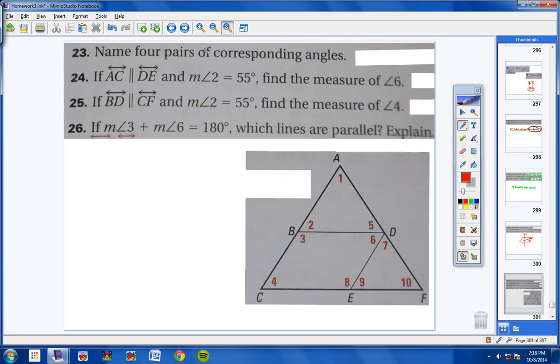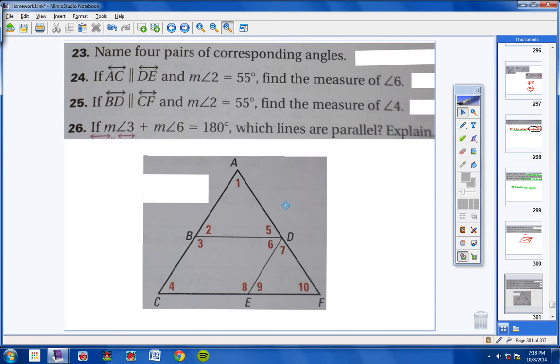Okay, number 23. This is going to be really difficult, so watch carefully. This is going to be really hard to do. This will be very challenging for you guys. Okay, name 4 pairs of corresponding angles. Okay, here we go. 4 pairs. Well, first of all, angles 2 and 4 are corresponding, and 5 and 10.